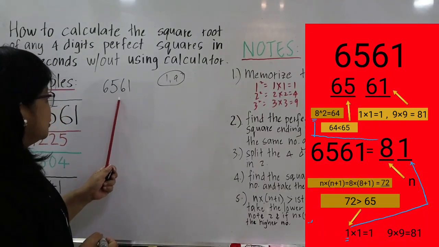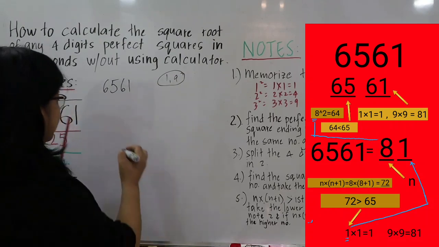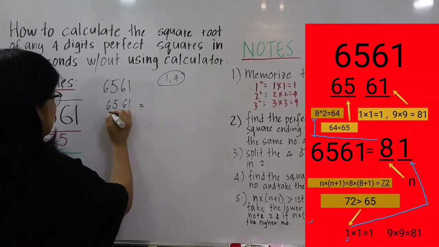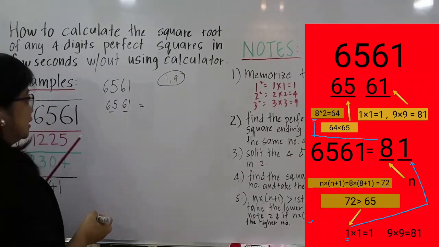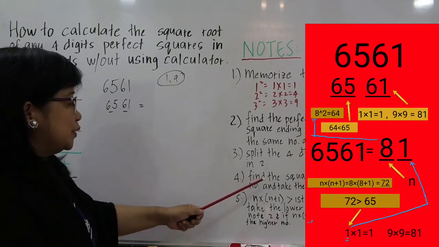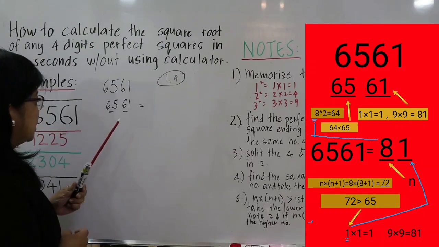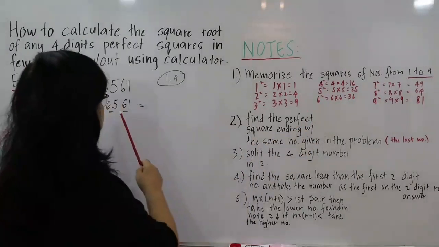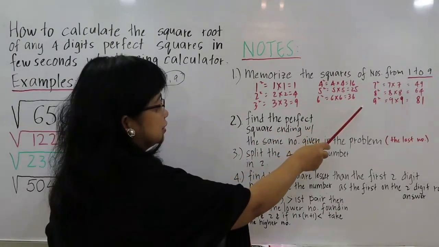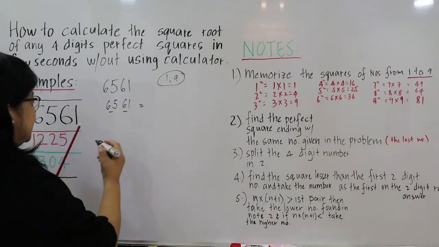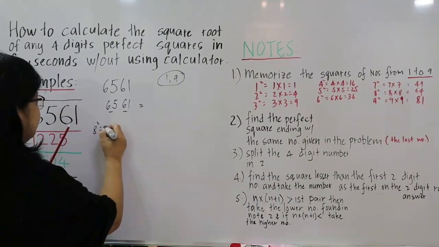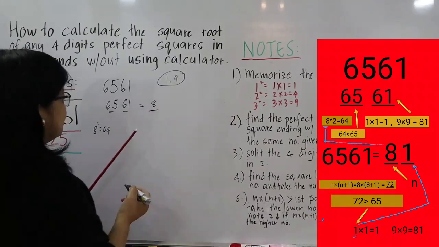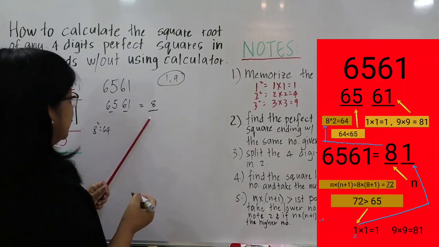Second, to solve this one, you have to split this into 2: 65 and 61. This is the first set and the second set. Then fourth, find the square lesser than the first 2 digits. Now, the first 2 digits are this 65. So, in these squares, what is lesser than 65? Of course, it's 64. So, 8 squared is equal to 64. Therefore, the first number for the root is equal to 8.